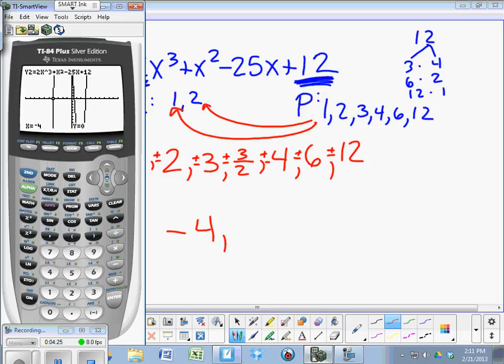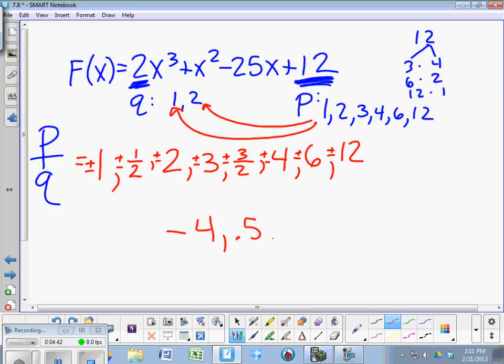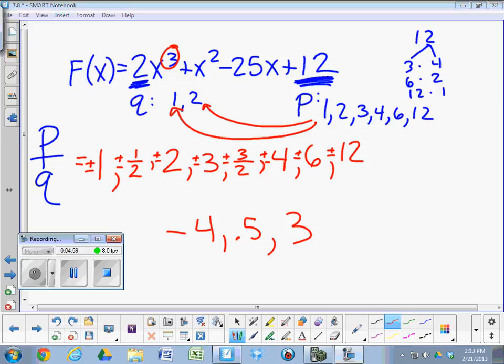What else kind of looks like it might be one? 3 and 1/2? Positive or negative 1/2? Ah, it is. What was the other one? 3. So those are the 3 intercepts. And what was the degree of the equation? Do you think there are more? I think that's it. We caught all of them.